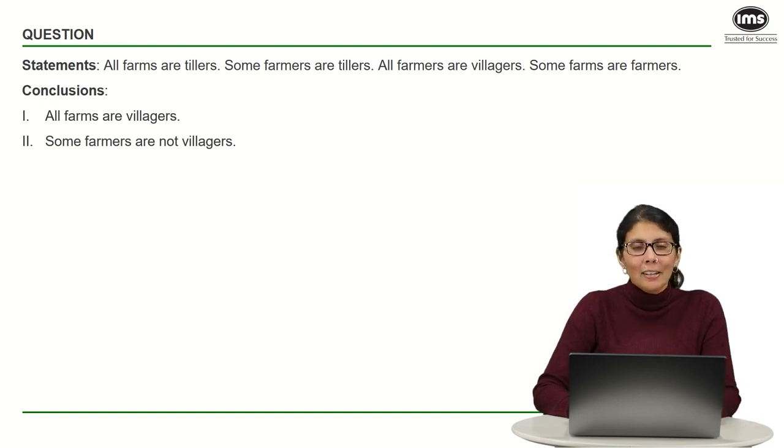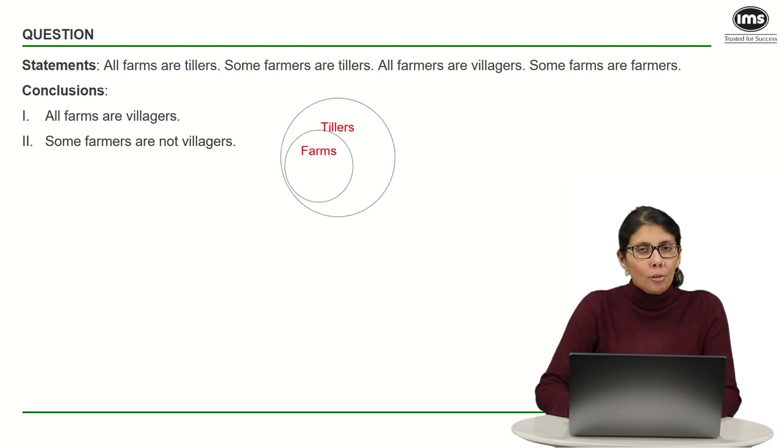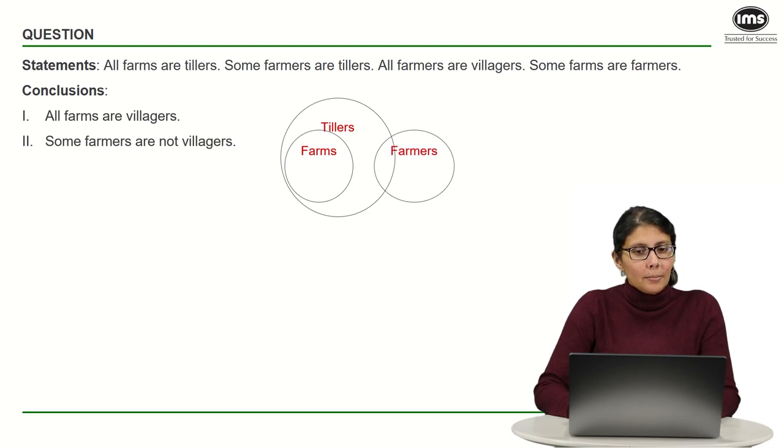But as I said earlier, I would not advise it until you reach an expert level. Let's take a look at the solution now. All farms are tillers. How would we draw it? Fairly easy. All farms are tillers. Some farmers are tillers. You need to be careful with this one. Farms is a separate category and farmers is a separate category. So, we would draw it something like this.